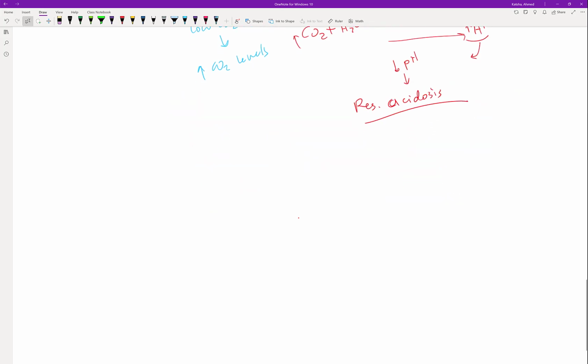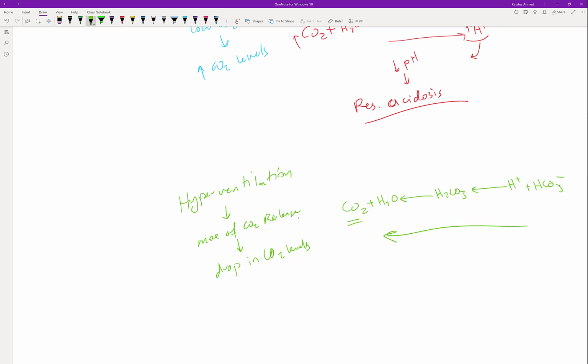In hyperventilation, it's the opposite. It means more release of CO2, therefore a drop in CO2 levels. So here the equation moves in the opposite direction. Why? Because I need to bring this up. If I'm bringing this up, it means I'm going to consume hydrogen ions. Therefore, I will have less hydrogen ion concentration, therefore higher pH, and therefore respiratory alkalosis.